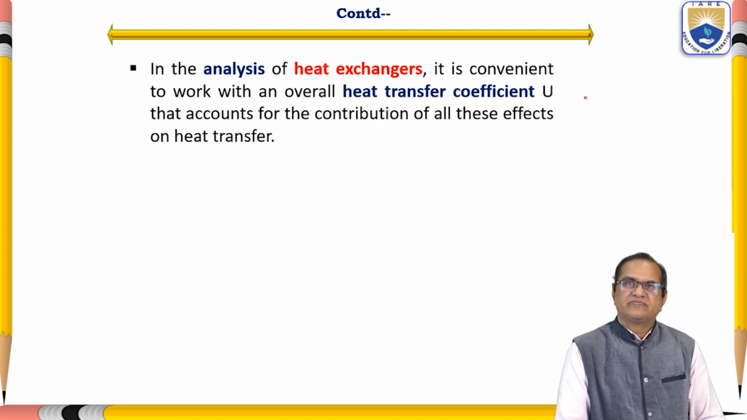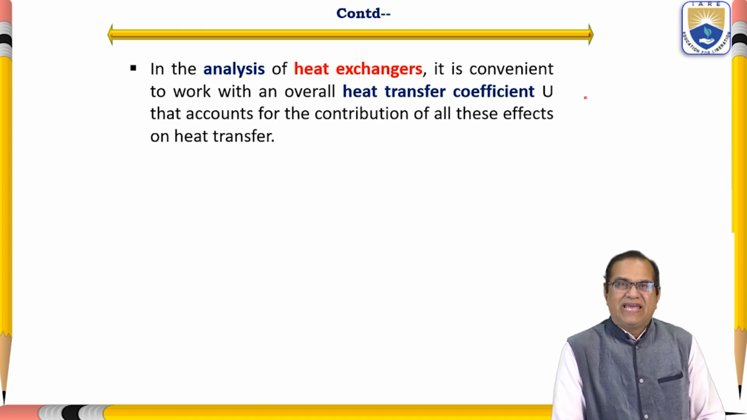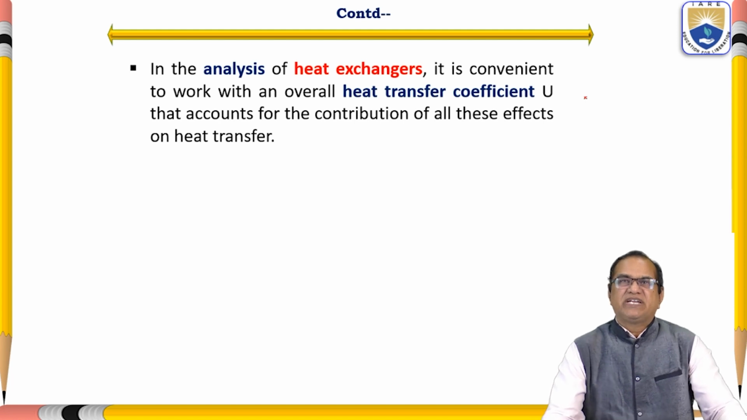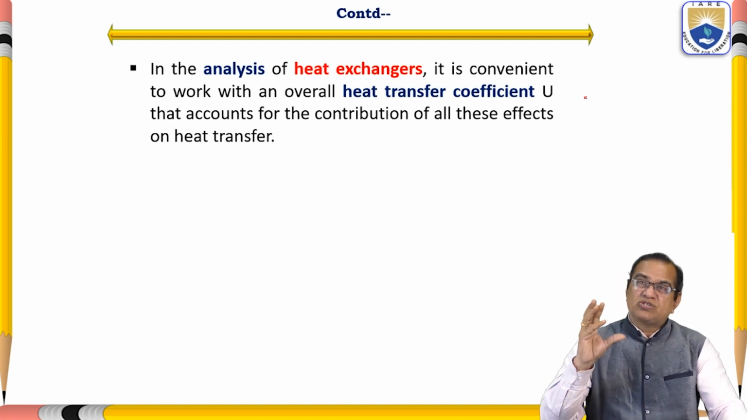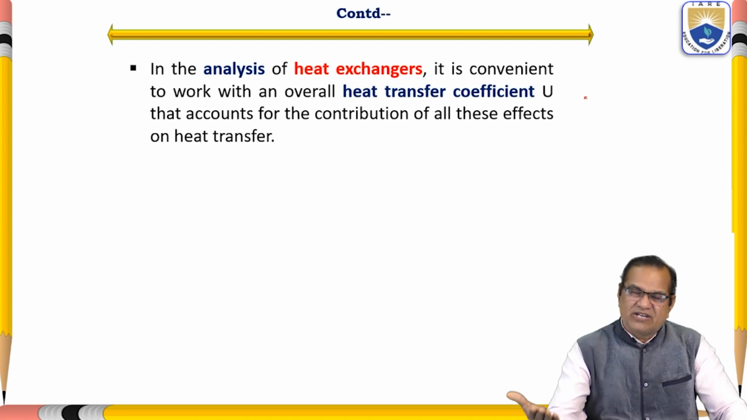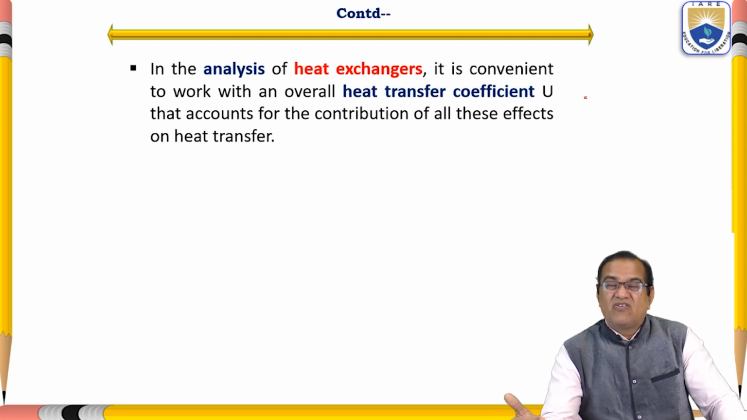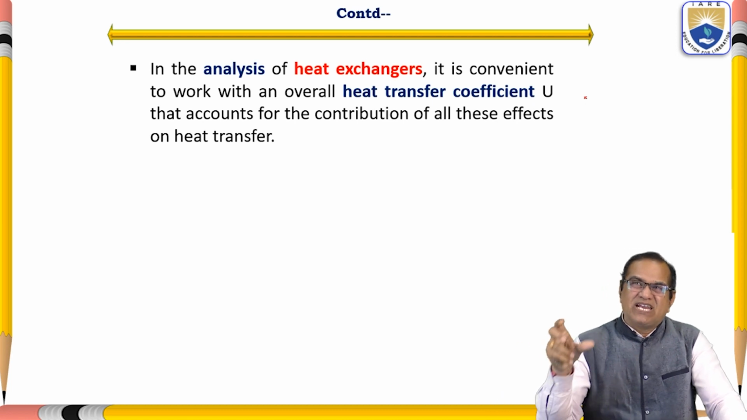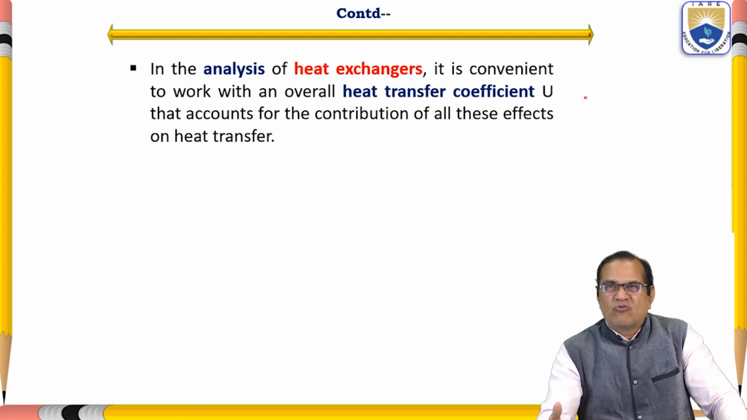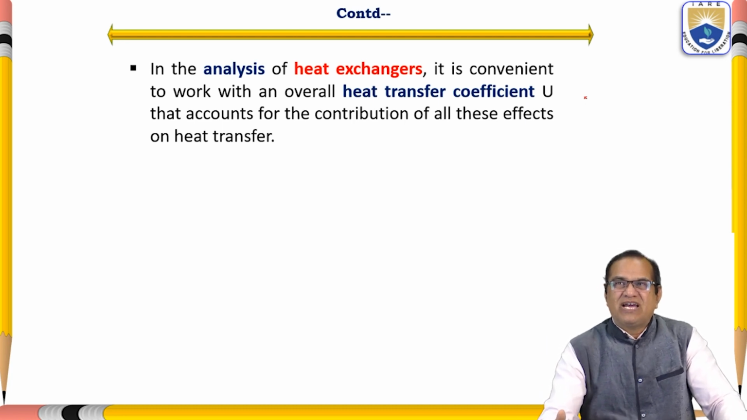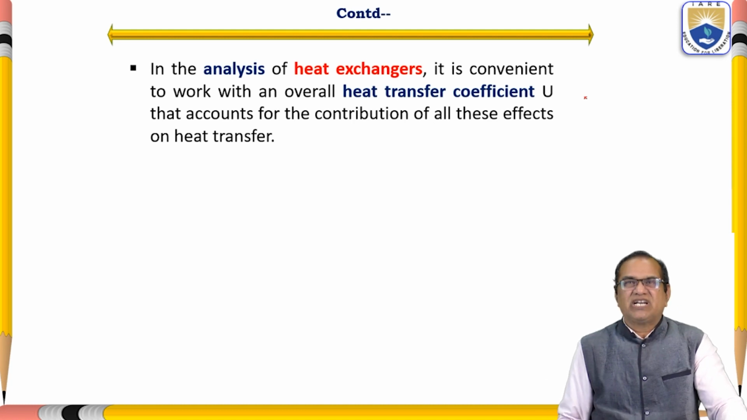In the analysis of heat exchangers, it is convenient to work with an overall heat transfer coefficient U that accounts for the contribution of all these effects on heat transfer. Initially we took the heat transfer coefficient for conduction as k and for convection as h, but here we will take one important combined coefficient, U, that accounts for the contribution of all the conduction and convection effects.